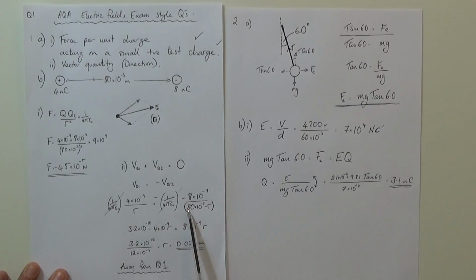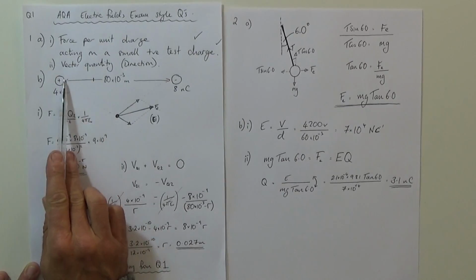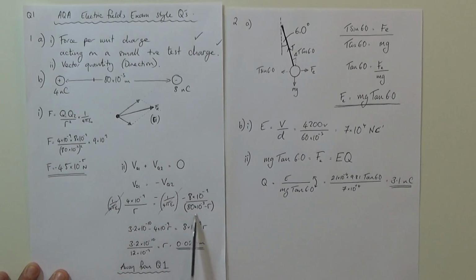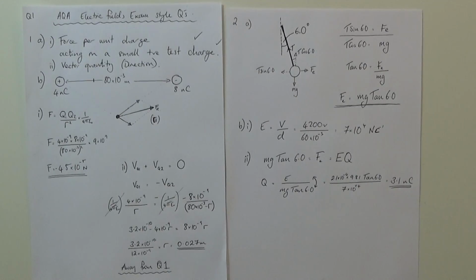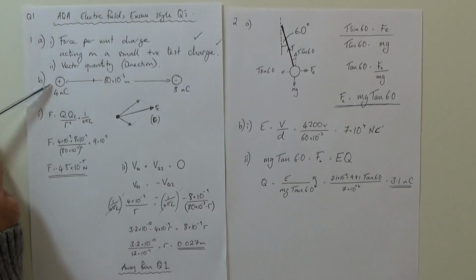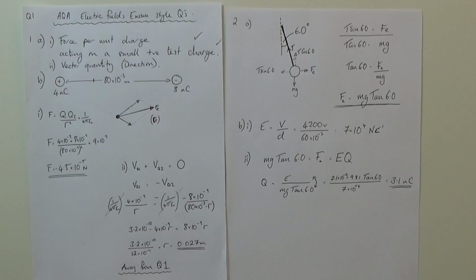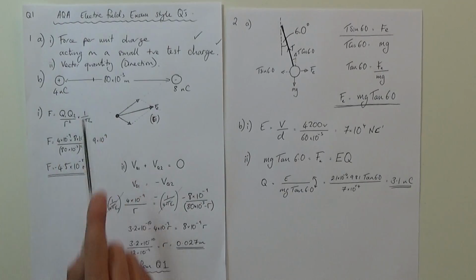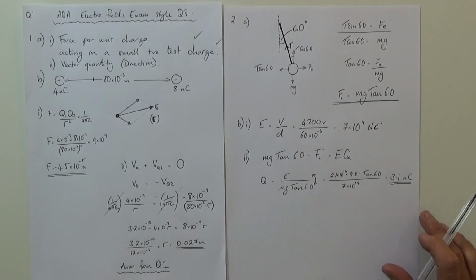Okay, so if you see here, what I've done is I've said R would be this distance here, and this side would be 80 minus R. When you do that, shove in your values, it comes out to 0.027 meters, which is 27 millimeters from Q1, which is this one here. Okay. All right. Question number 2.